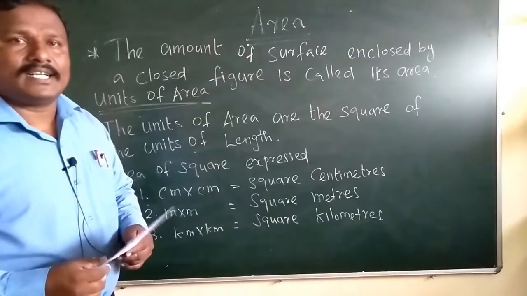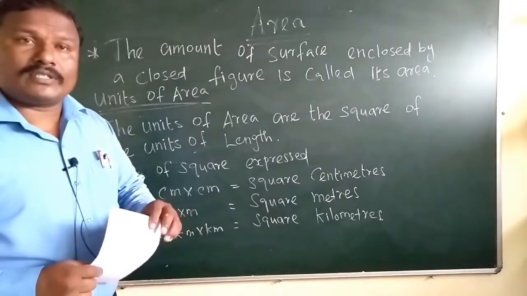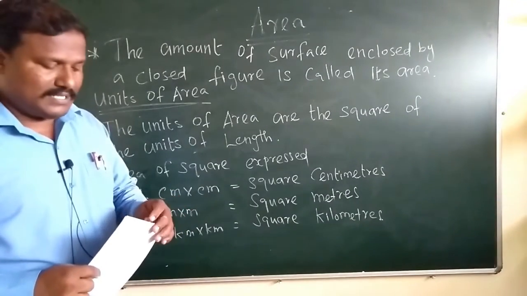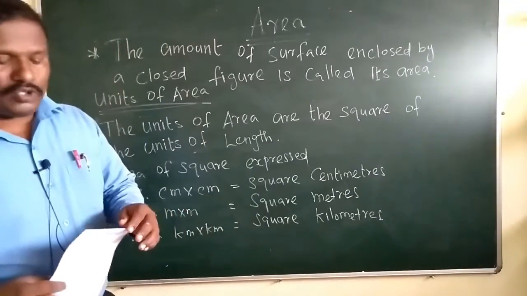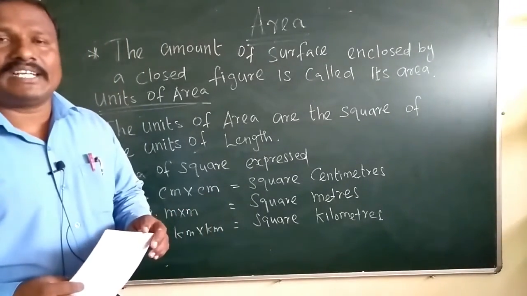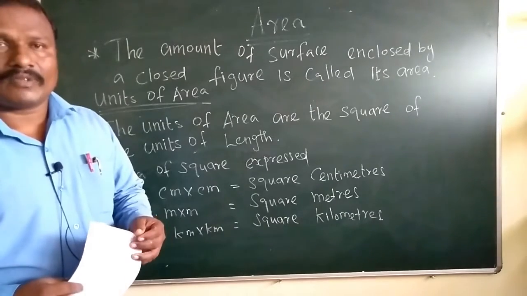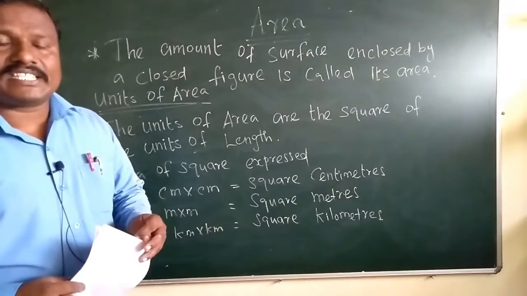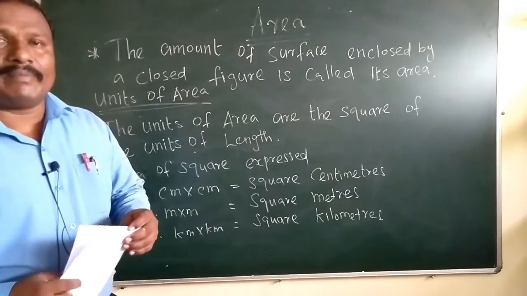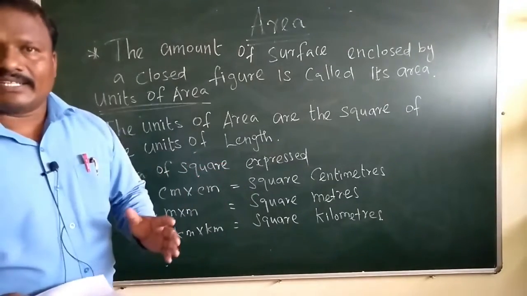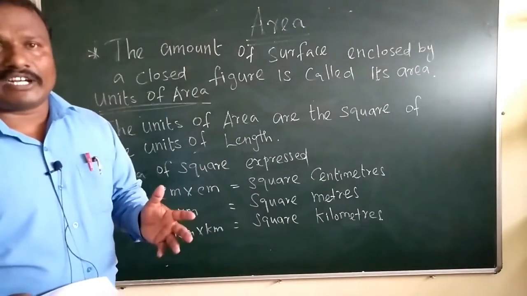Welcome students. In the previous video we taught the perimeter of the given figure. Perimeter means just the sum of the given lengths. We just add the given sides, whether it is a regular figure or an irregular figure.